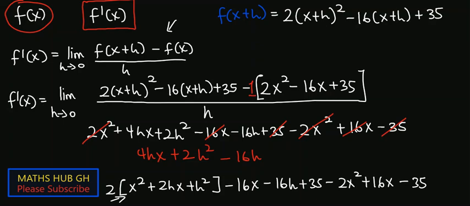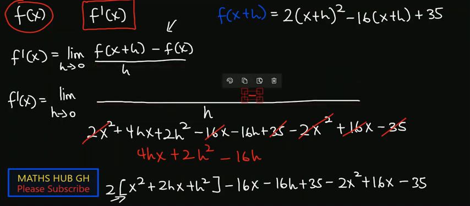So now let's rewrite the limit expression. For this to be easy, I'm just going to take away what we have on top. Let me just take that away, and then let's write the new expression. So now we have 4hx plus 2h squared minus 16h. This is what you are going to have.